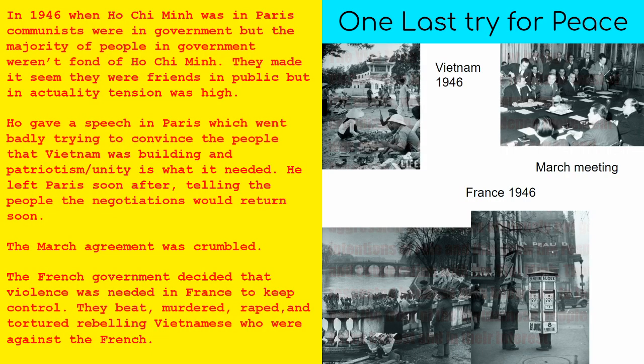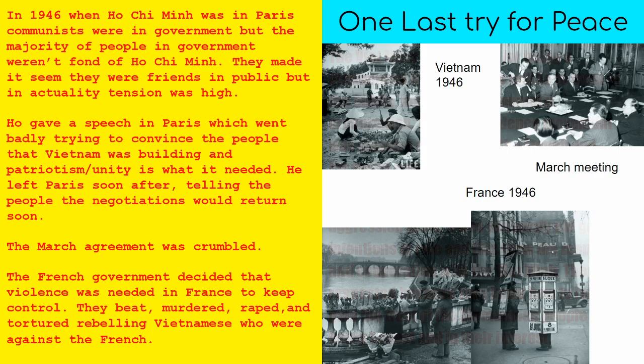So they had to try one last try for peace. It was 1946. He went to Paris. Communists were in government, but they didn't have very much interest in Ho Chi Minh. The people in the government absolutely did not appreciate him. He gave a speech in Paris asking for patriotism and unity in Vietnam and how it's needed, and it didn't go well. The people there had no interest in it. So he left Paris soon after, and he said he would return for negotiations soon, but it never happened.